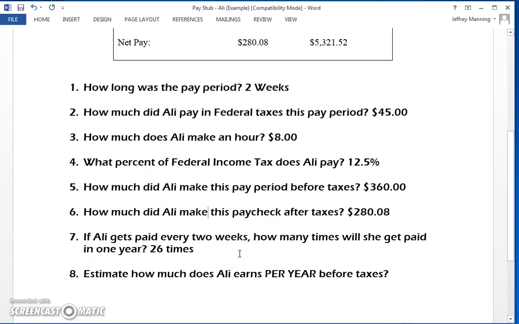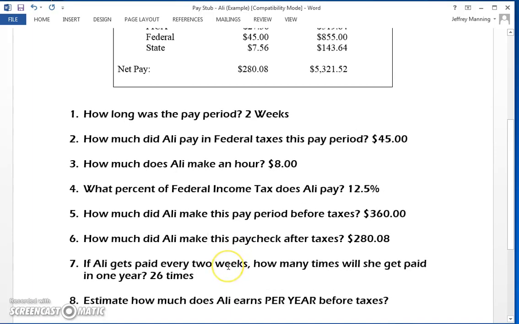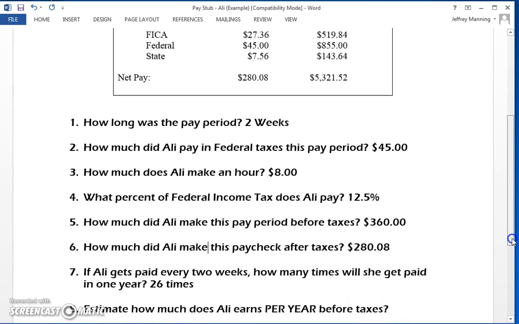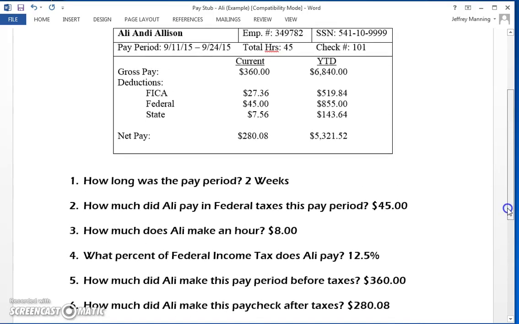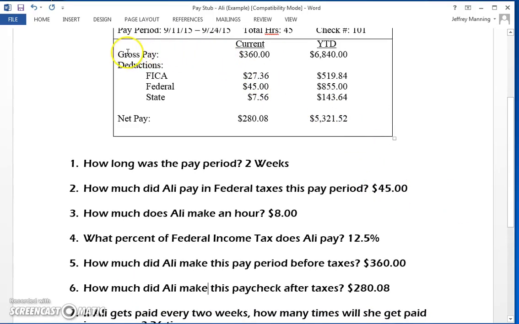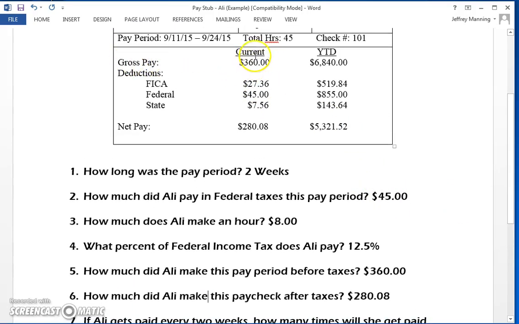All right, the reason we did question 7 is to help us on question 8. Question 8 is probably one of the most difficult questions you'll have on a paycheck. Here it is. Estimate how much does Allie earn per year before taxes? There are a few things we need to know first. We're looking per year, and we want to know before taxes. So before taxes, gross pay, $360.